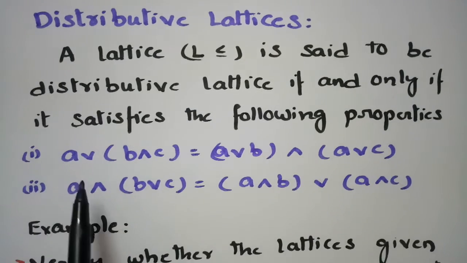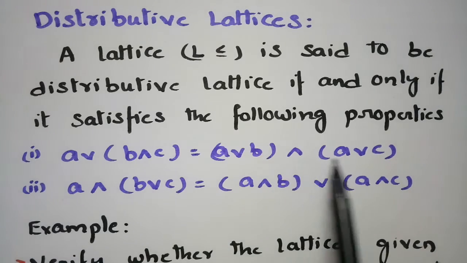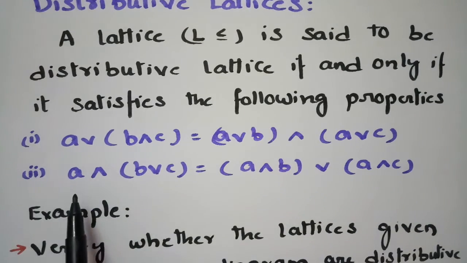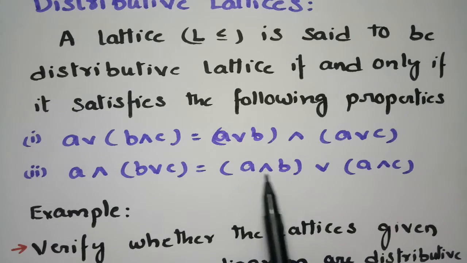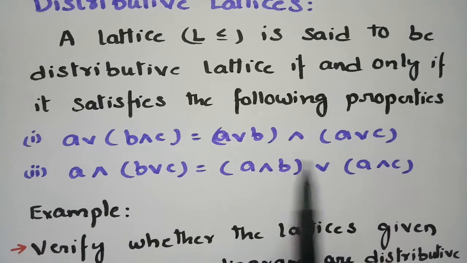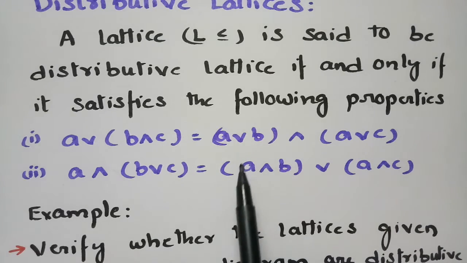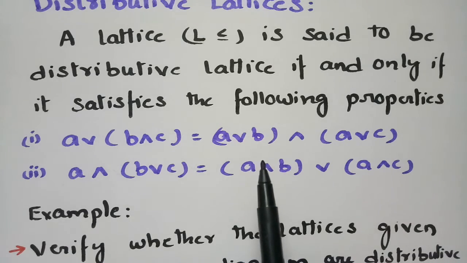These are the properties: A join (B meet C) is equal to (A join B) meet (A join C). And the next property is A meet (B join C) is equal to (A meet B) join (A meet C). If any lattice satisfies these two properties, then we say that the given lattice is a distributive lattice.